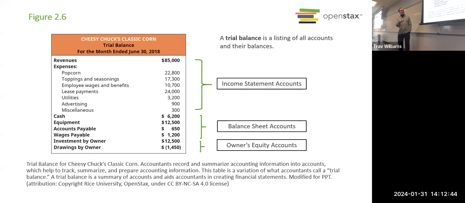So we see we owe money to our suppliers, our accounts payable, and our wages payable is money we owe to our hourly workers as of the end of June. We see how much money the investor has owned at this point in time and how much money they took out. These assets, liabilities, and some of the equity accounts go on the balance sheet.